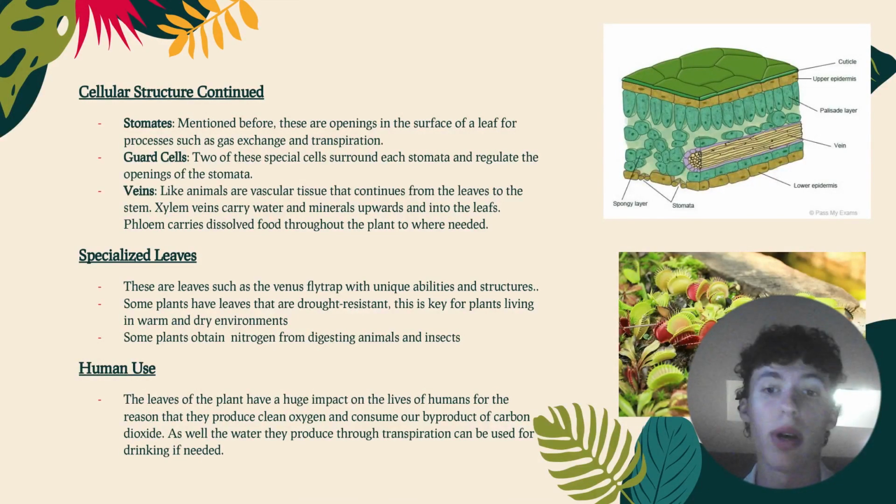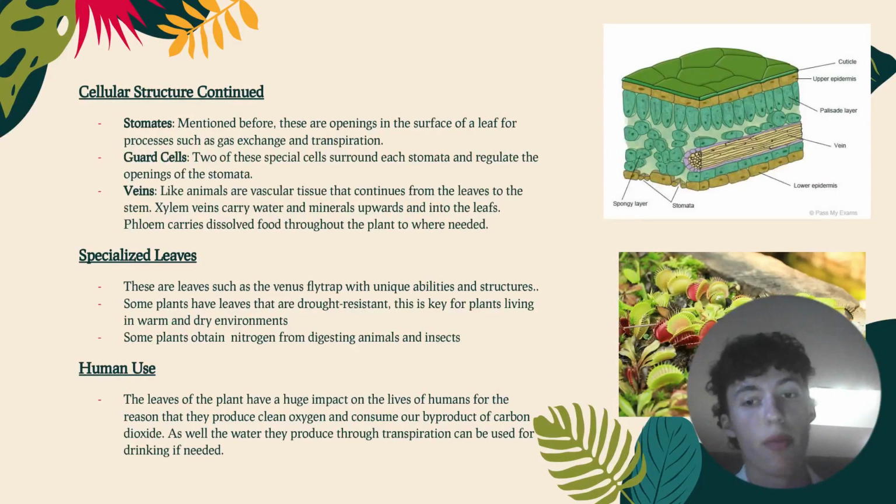Also, some plants obtain nitrogen from digesting animals and insects, like the Venus flytrap, and this way they have specialized leaves. Human use. The reason this is important for humans is that without the leaves and without the stomata, we wouldn't have the clean oxygen that plants provide, and they wouldn't be able to consume a byproduct of carbon. So there'd be a lot more carbon in the atmosphere, and that would contribute to global warming.